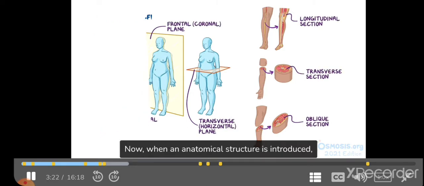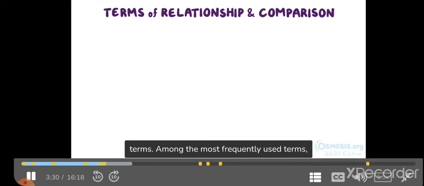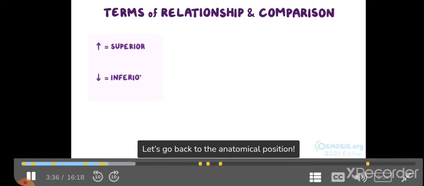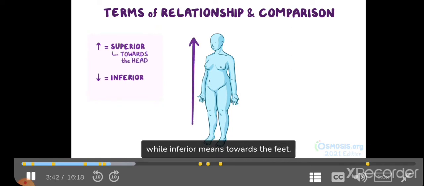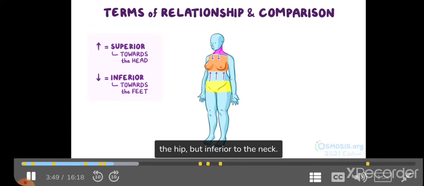Alright, now when an anatomical structure is introduced, it is common to describe its position or location related to surrounding structures, and this is done with specific anatomical terms. Among the most frequently used terms, we have the up and down directions, which are termed superior and inferior. Let's go back to the anatomical position. Okay, so superior means towards the head, while inferior means towards the feet. So we can say that the chest is superior to the hip, but inferior to the neck.